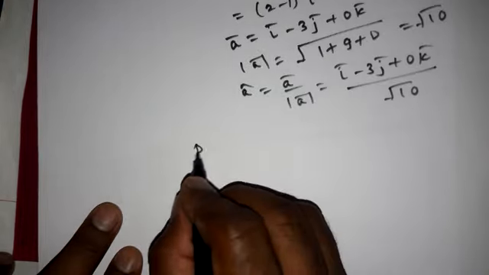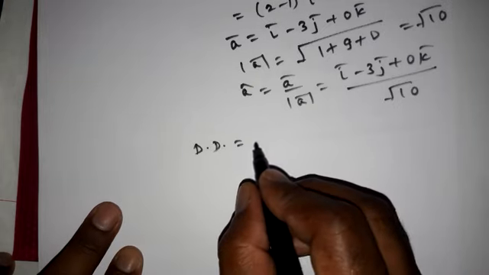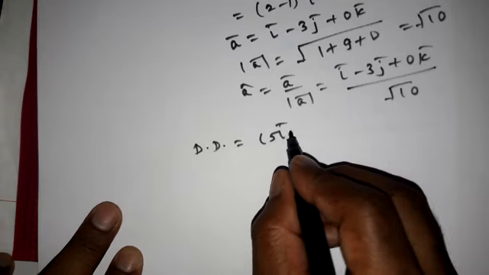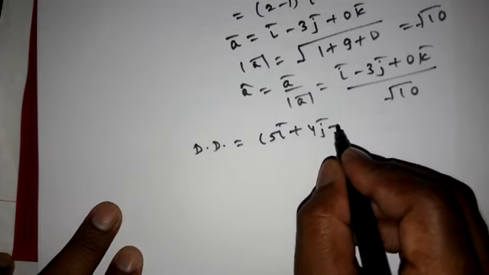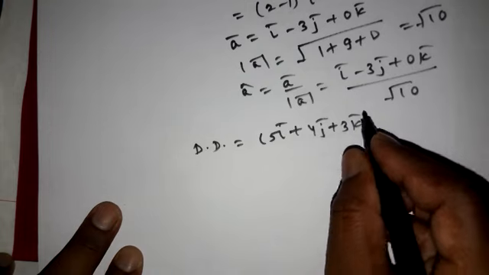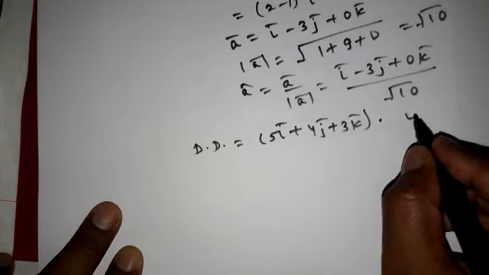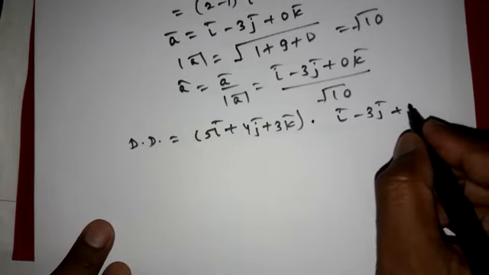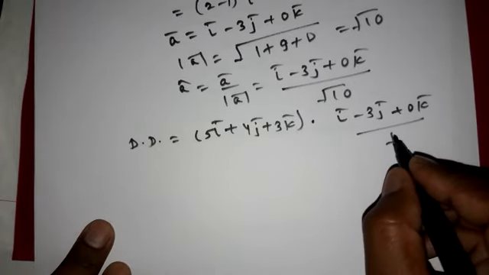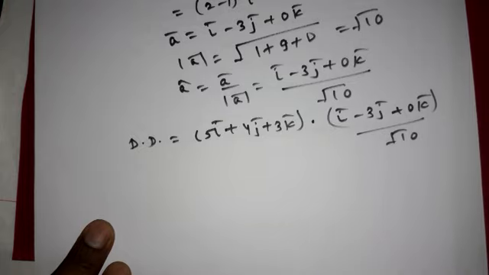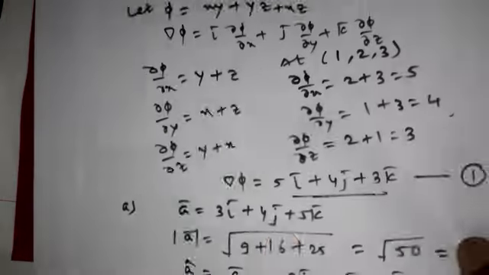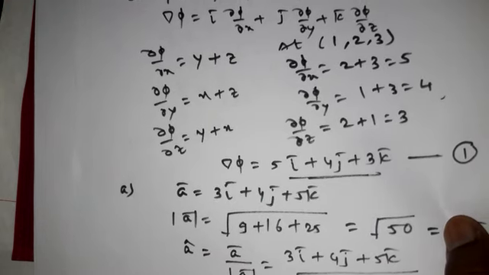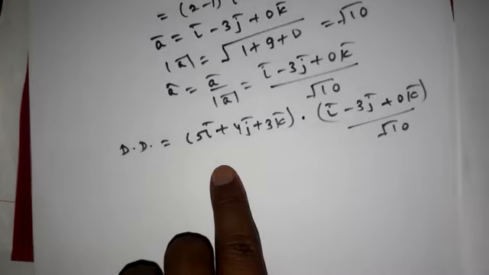Now find the directional derivative. DD is equal to del phi at the point xyz, that is 5i bar plus 4j bar plus 3k bar, dot with i bar minus 3j bar plus 0 k bar upon root 10. Right? Do you remember our first equation, del phi is equal to 5i bar plus 4j bar plus 3k bar? I have used it here.